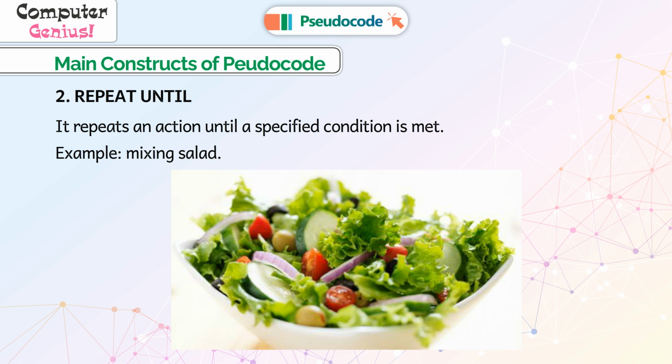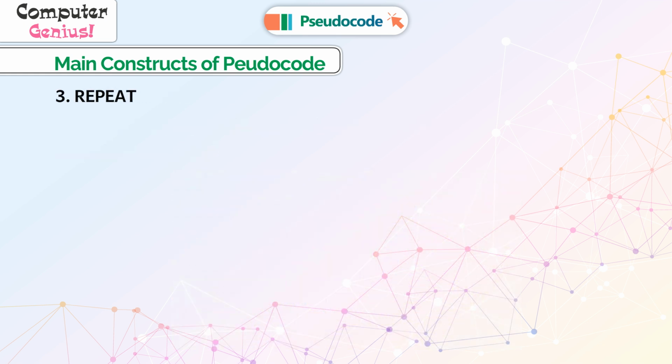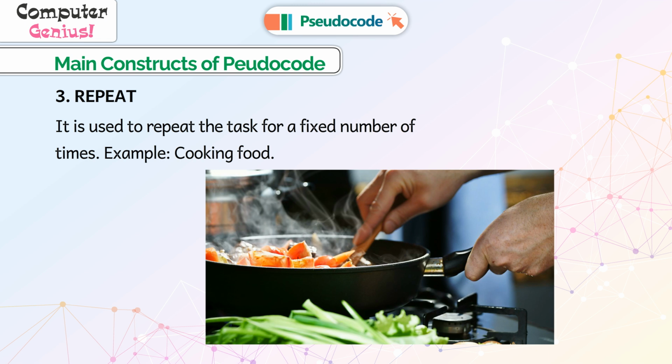2. Repeat until. It repeats an action until a specified condition is met. Example, mixing salad. 3. Repeat. It is used to repeat the task for a fixed number of times.